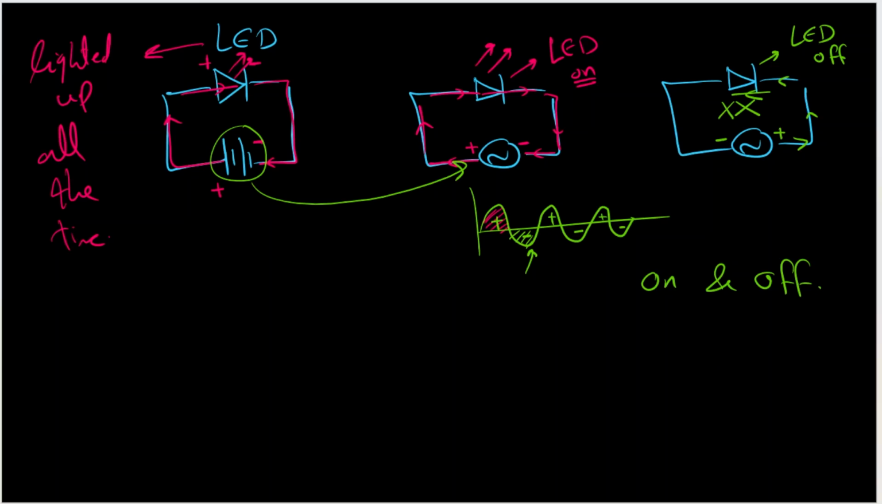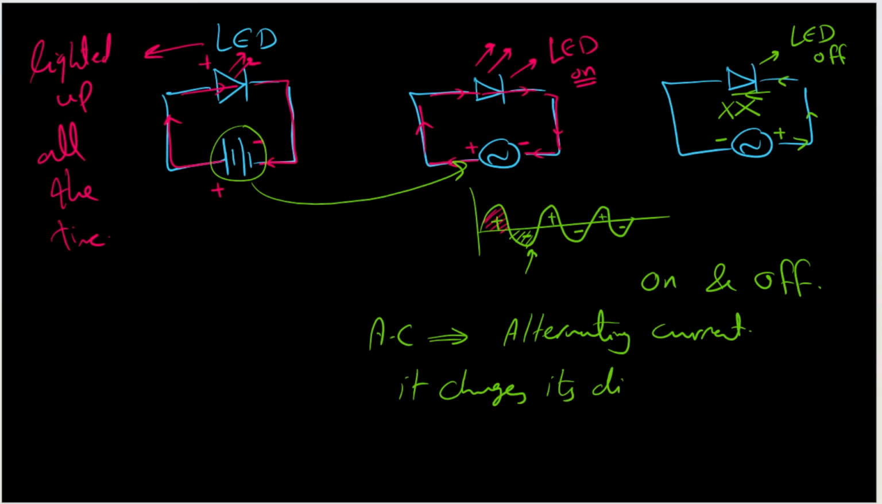What is the reason? The reason is this AC source is called alternating current. What is the problem with it? It changes its direction every half cycle. So this is the reason that this LED will be turned on and off.